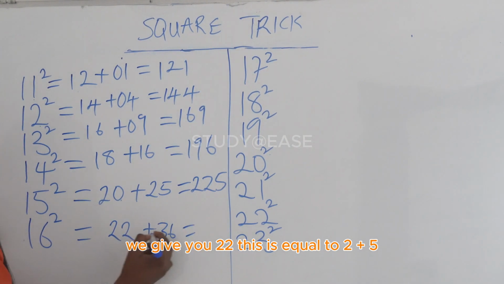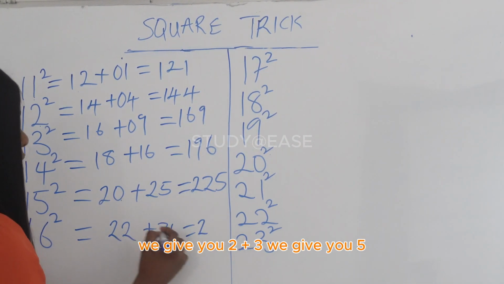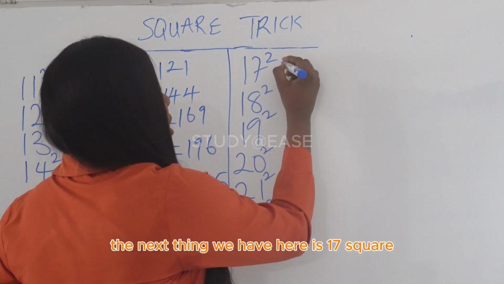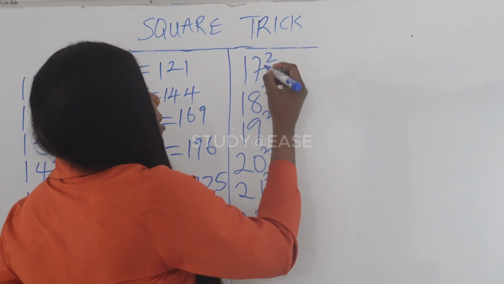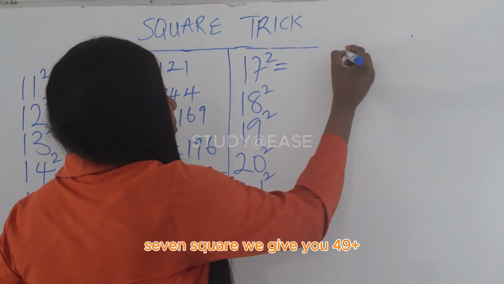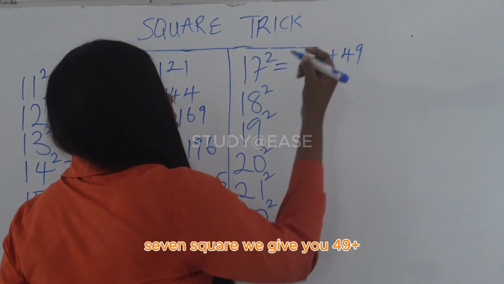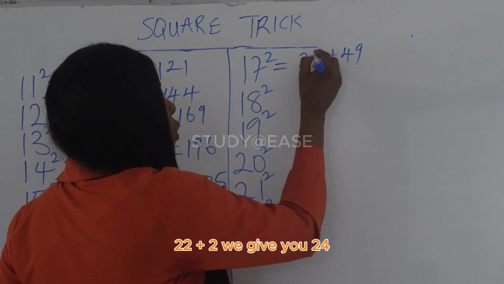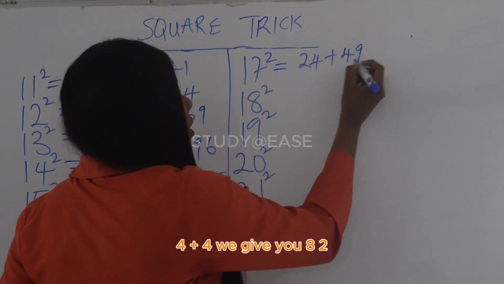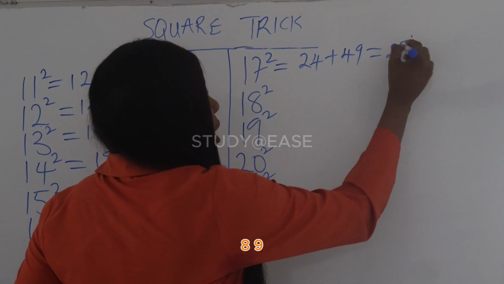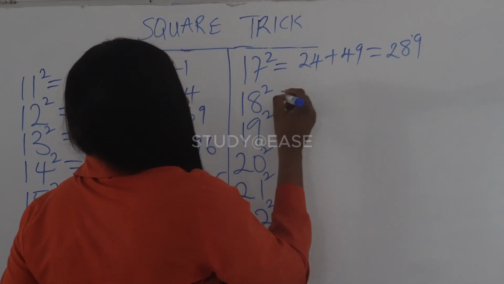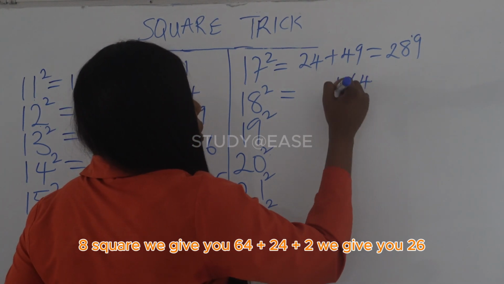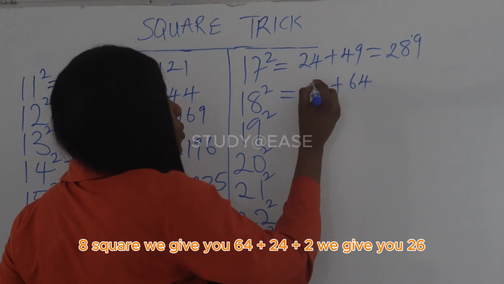This is equals to 2 plus 5 will give you 2 plus 3 will give you 5. That's 2, 5, 6. The next thing we have here is 17 square. 7 square will give you 49 plus, the last thing we're having here is 22. 22 plus 2 will give you 24. 4 plus 4 will give you 8. 2, 8, 9. 8 square will give you 64 plus 24 plus 2 will give you 26.